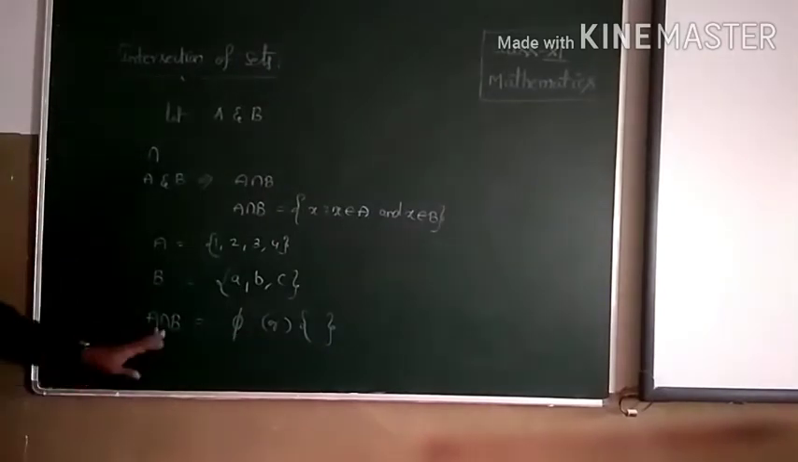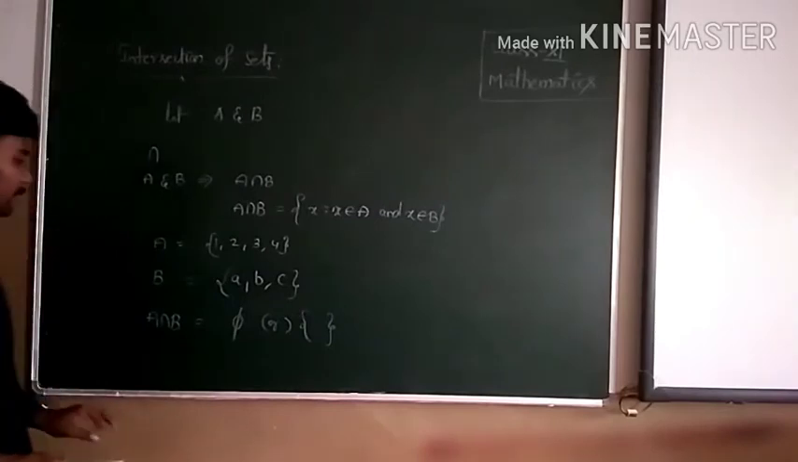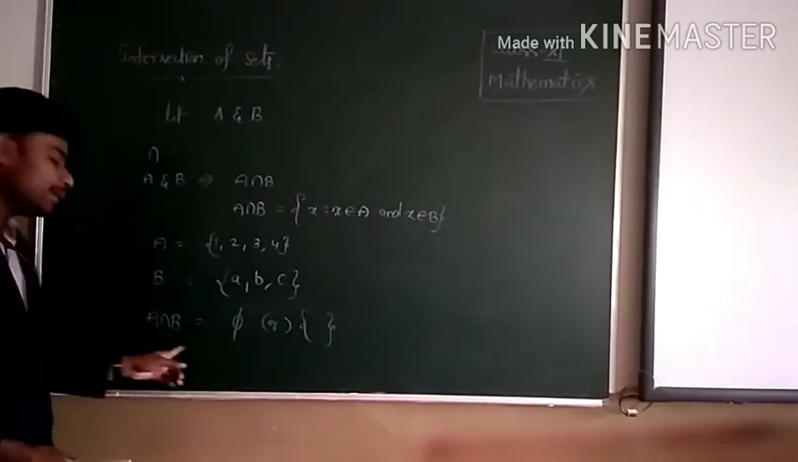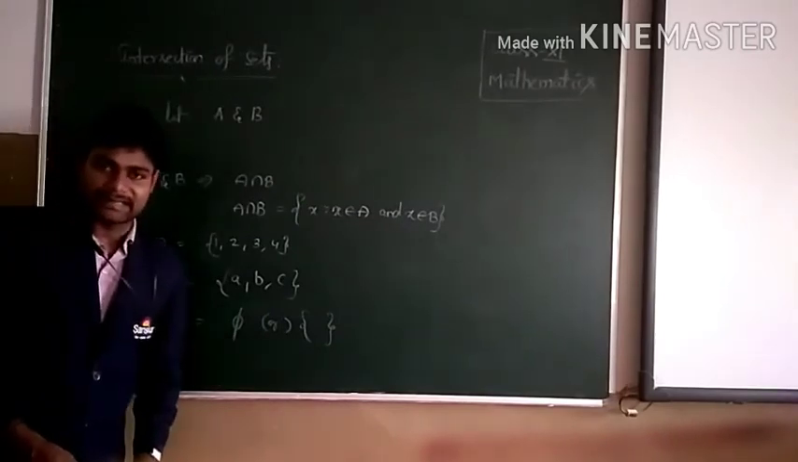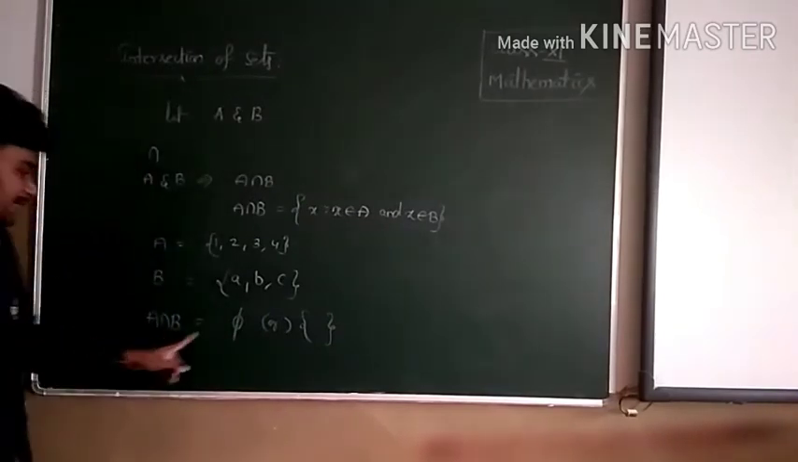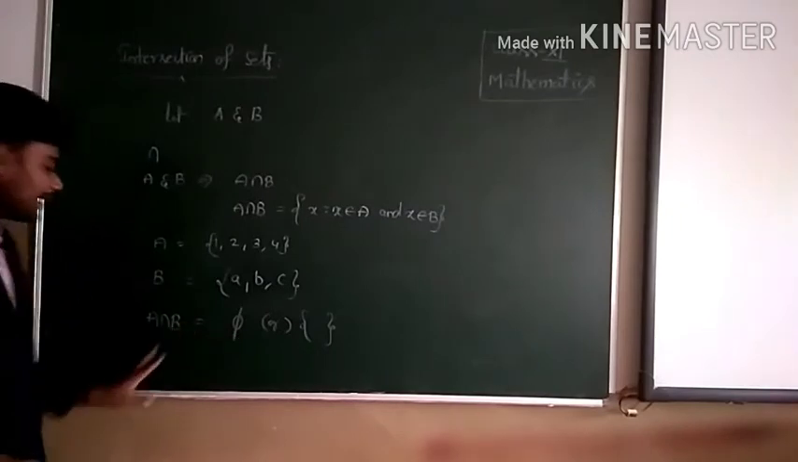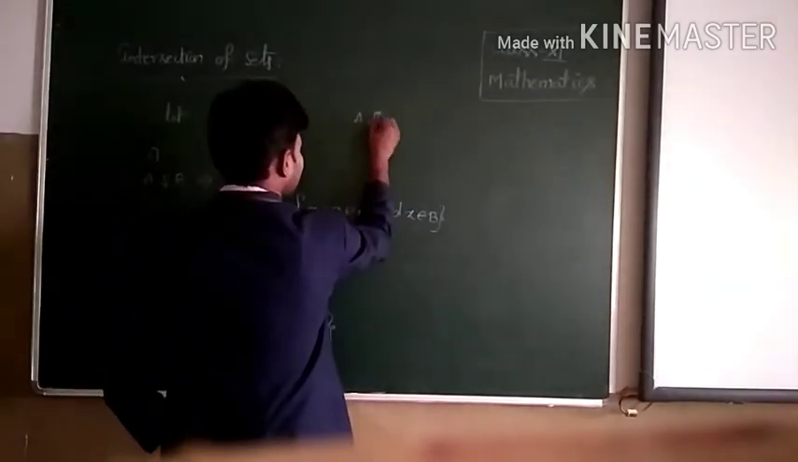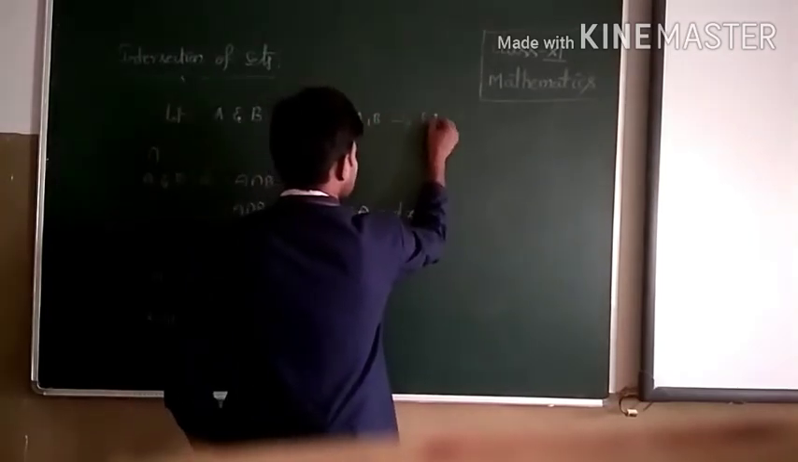Now one important point is, if A intersection B is equal to phi, then A and B are called disjoint sets. If A intersection B is equal to phi, then A and B are disjoint sets.